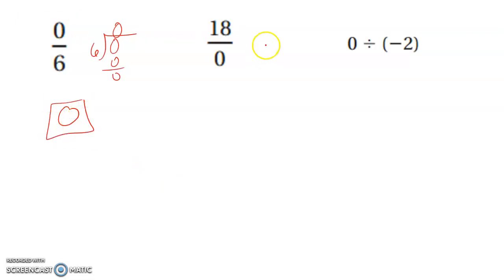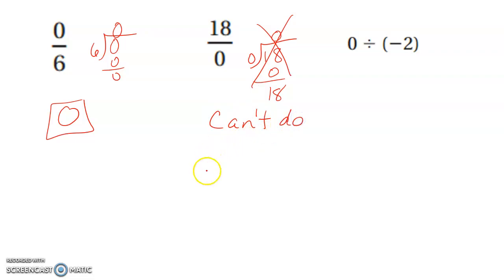Now this one, if you did 18 divided by 0, 0 times what is 18? And if you tried it, 0, no. So this one you can't do, which means it is undefined. So undefined if you can't do it.